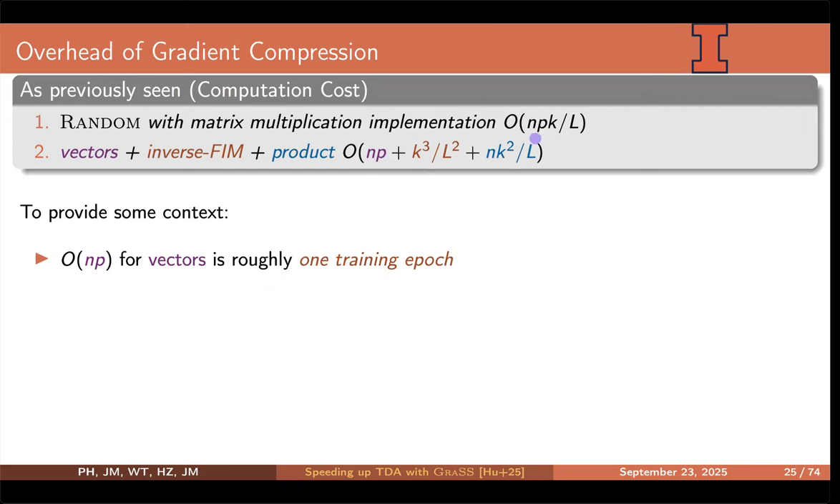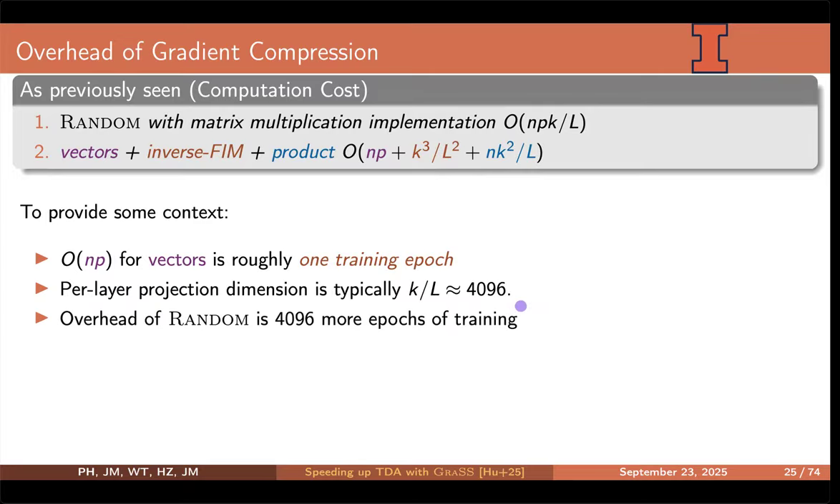So we see random projection takes a training epoch times K over L. But now K over L is roughly 4,000-ish. Remember, this is the per-layer projection dimension, which is roughly 4,000. So the overhead is actually about 4,000 more epochs of training, which is basically infeasible. Think about the current foundation models. Even Anthropic and OpenAI only train their models for, let's say, 1 or 2 epochs. There's no way we can do 4,000 epochs of training, or afford that.